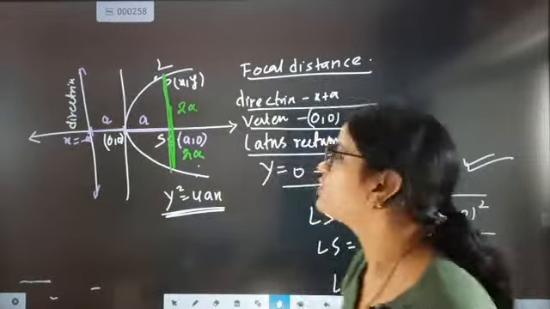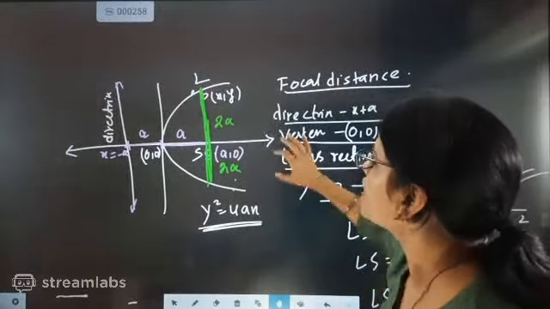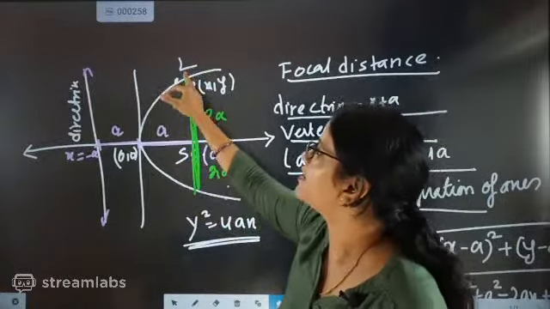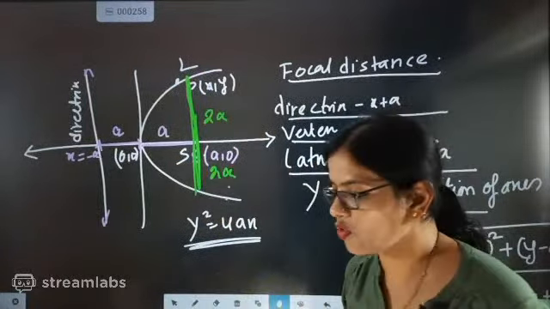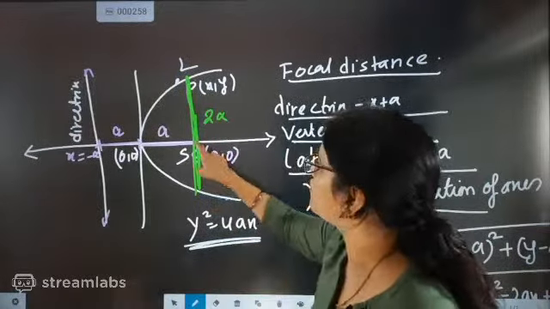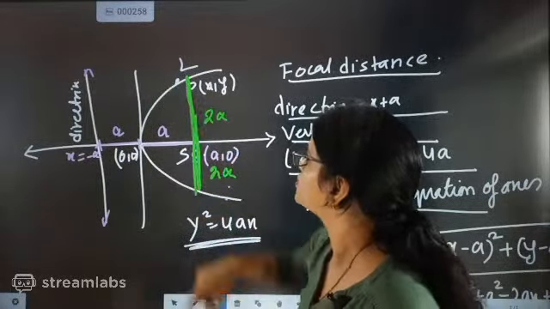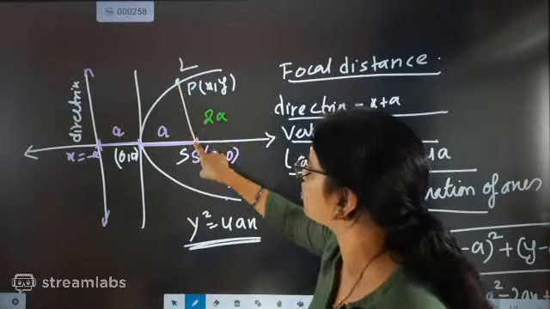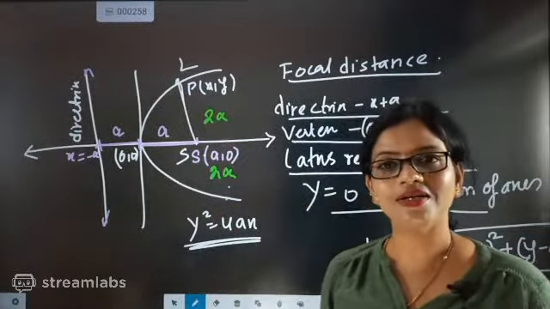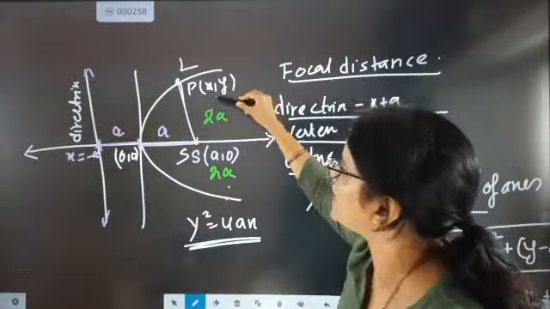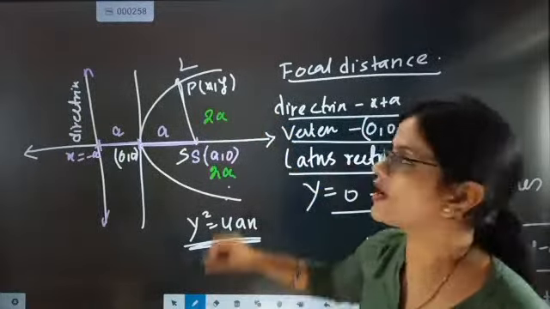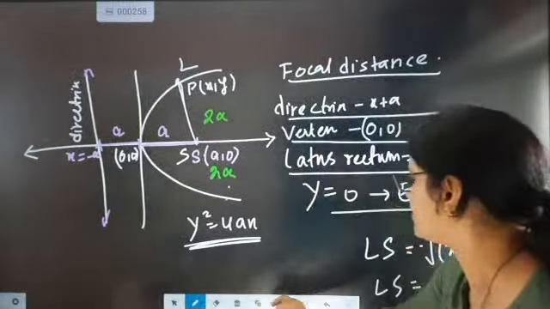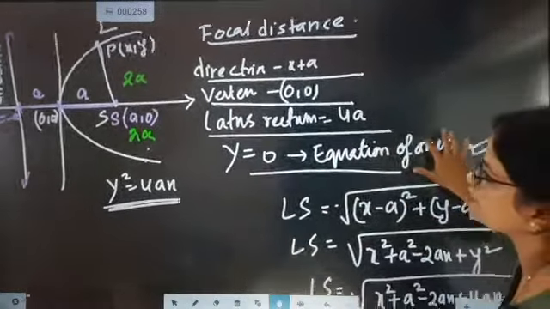Okay, Samay, I am going to tell you what is focal distance, beta. Focal distance means the distance between focus and the arbitrary point is called the focal distance. Now beta, how to get the distance? We know that the distance formula is x minus a whole square plus y minus 0 whole square. So this is the distance formula I have used here.